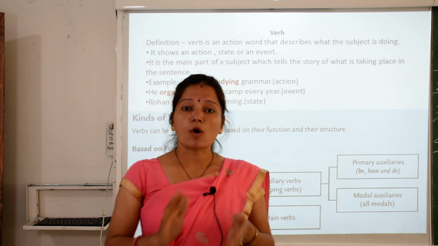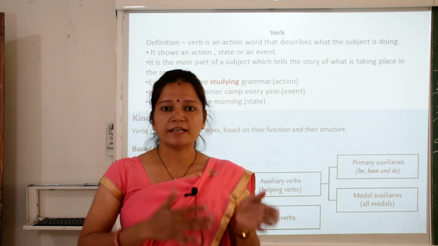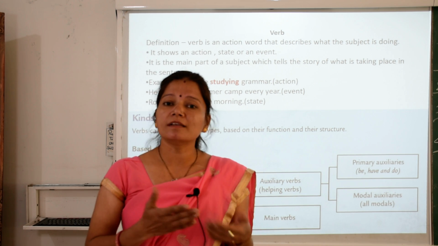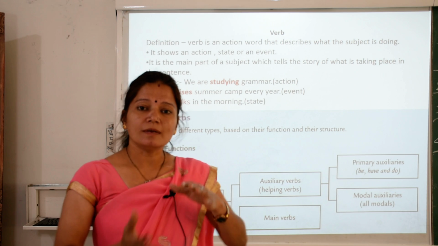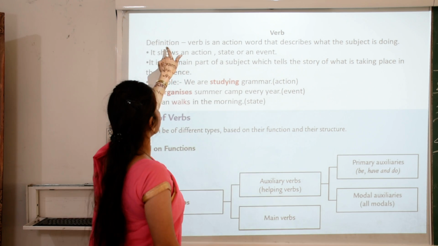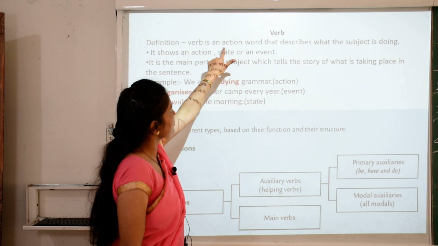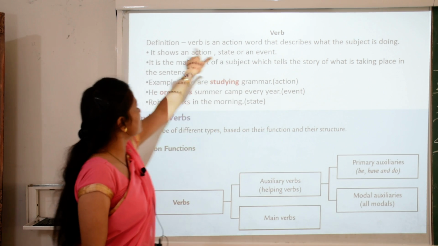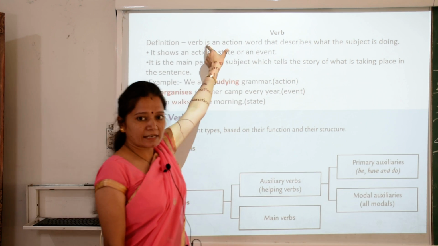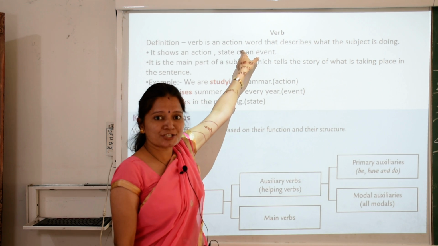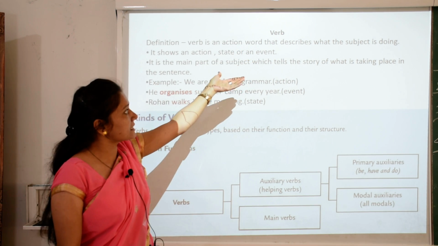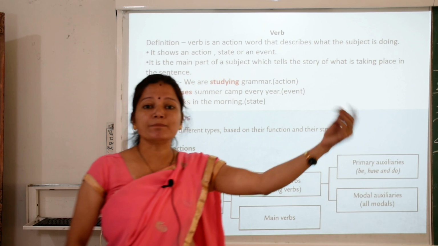So those are all words. Jump, read, write, play, walk. All these words are called verbs. So let's see the definition of a verb. A verb is an action word that describes what the subject is doing. As I told you, verbs are also called action words, and they describe what the subject is doing.